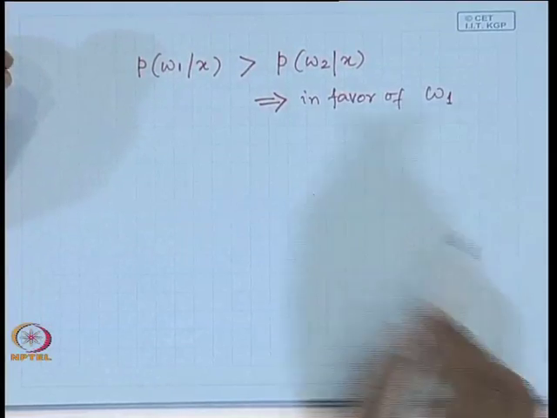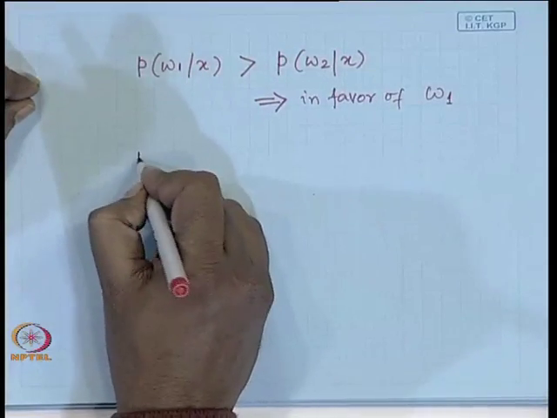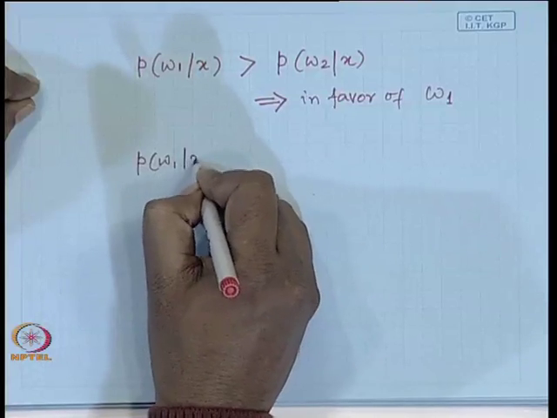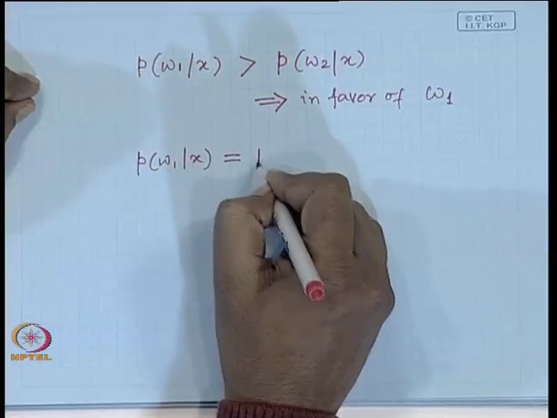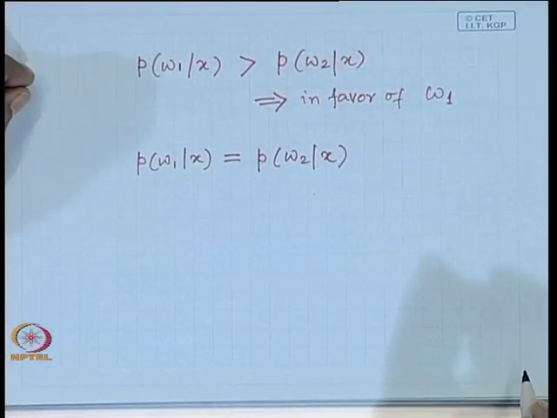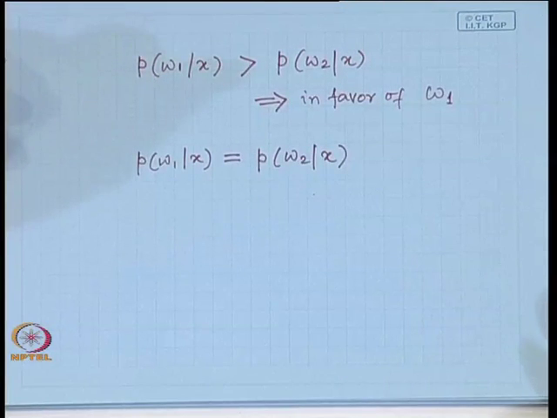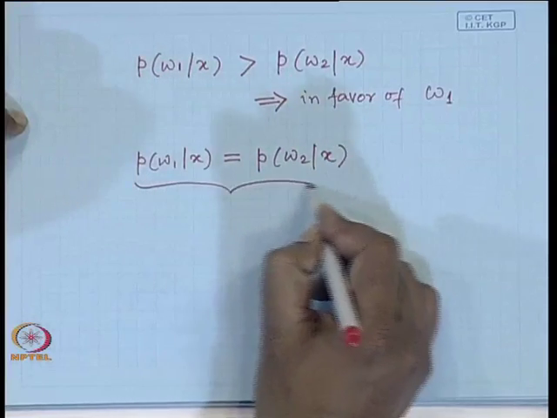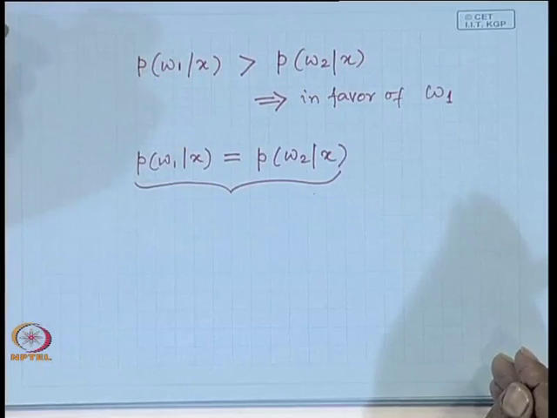However, we have one condition: if p of omega 1 given x becomes equal to p of omega 2 given x. This is the case when we cannot take any decision, because the object lies on the decision boundary between class omega 1 and omega 2. It may be both in class omega 1 as well as class omega 2. So, this is the case where the decision cannot be taken.